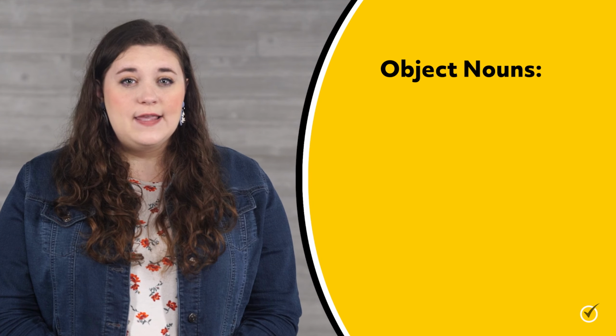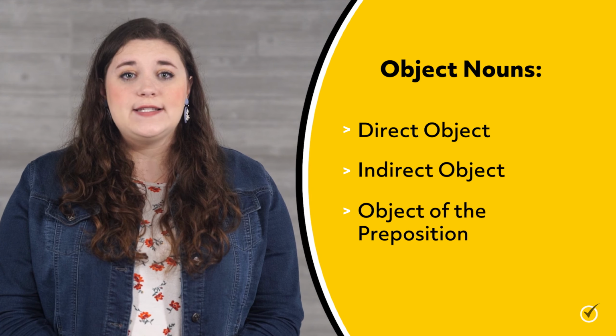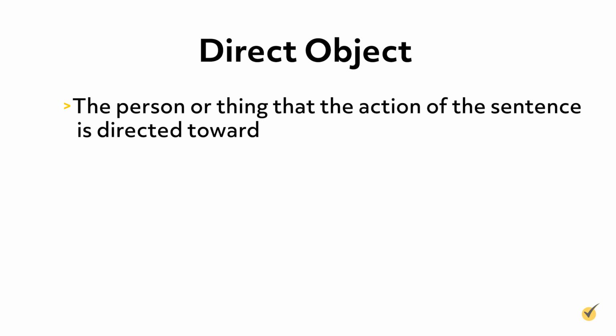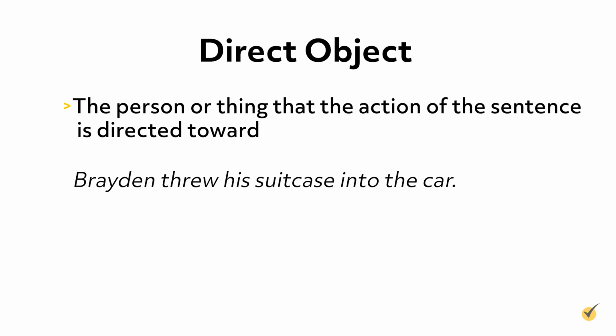Nouns can also be the object in a sentence. There are 3 different types of objects we'll be looking at today: direct object, indirect object, and object of the preposition. The direct object of a sentence is the person or thing that the action of the sentence is directed toward. For example, in the sentence, Braden threw his suitcase into the car, the noun suitcase would be the direct object because the suitcase is receiving the action of the verb threw.